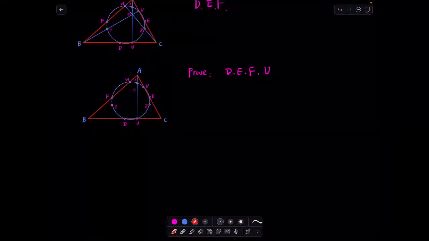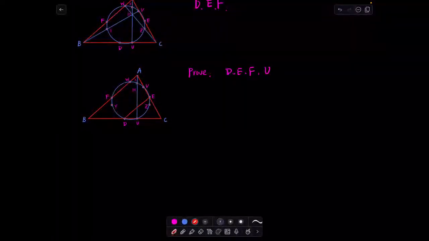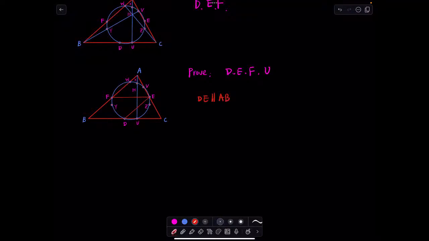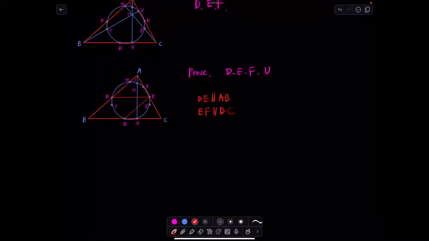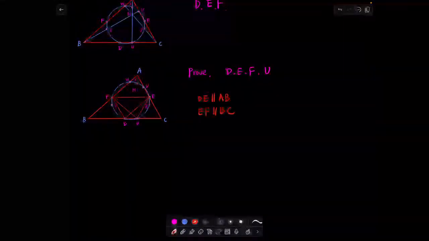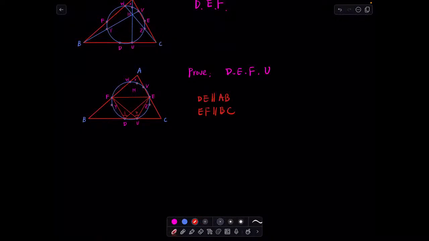So D is a midpoint. E is also a midpoint. So if I make the connection here, this is going to be a parallel line. D going to be parallel to AB, right? And EF is also a midline, so it's parallel to BC. Then we will make another connection here. So if angle 1 equals angle 2, then we can know that the four points are on the same circle, right?